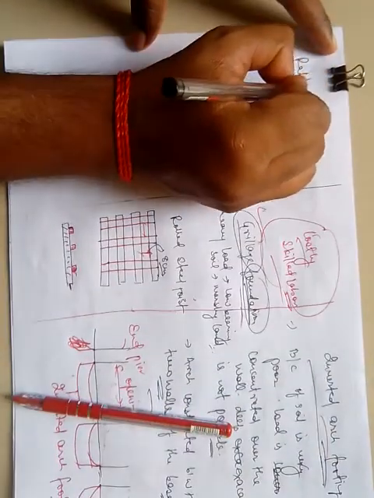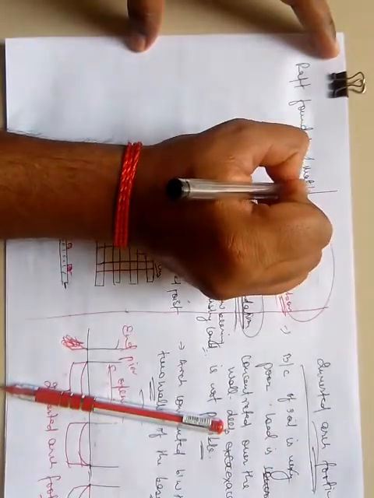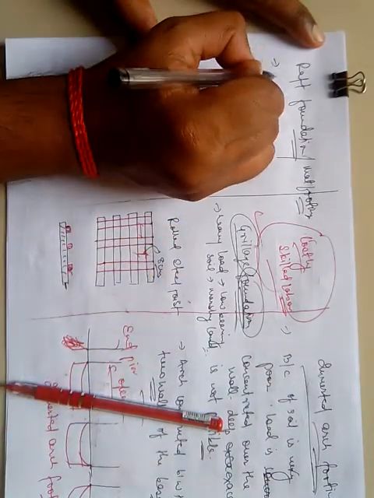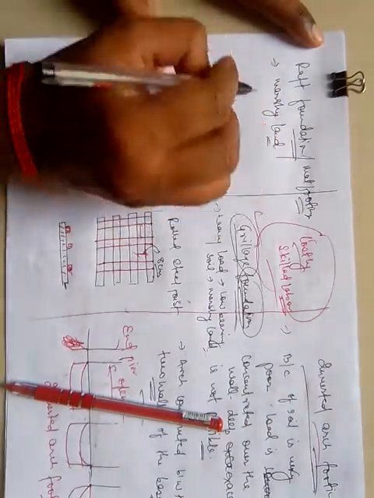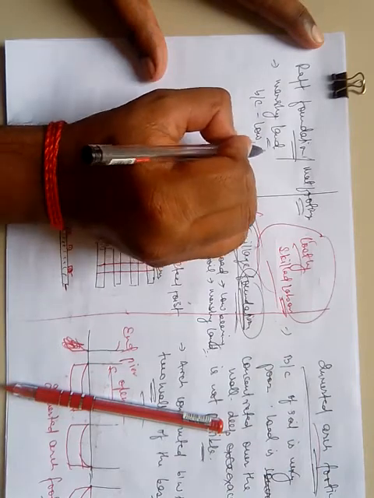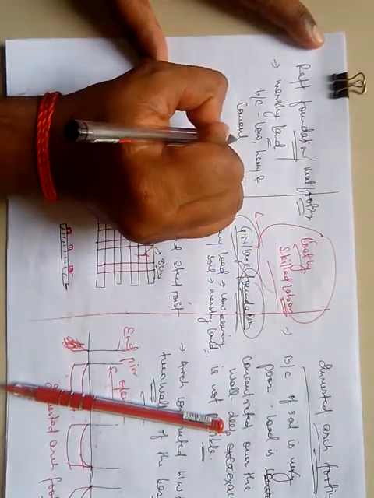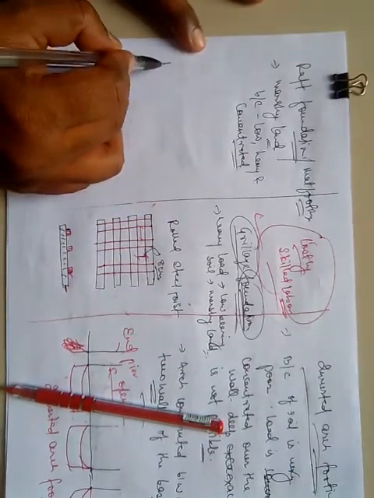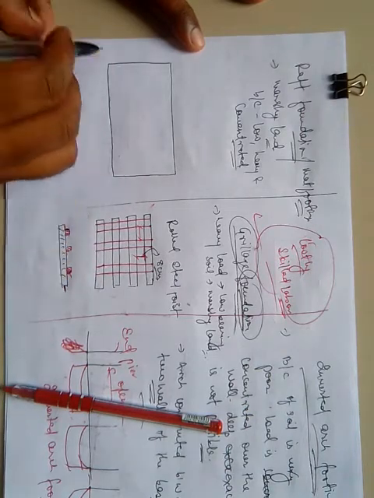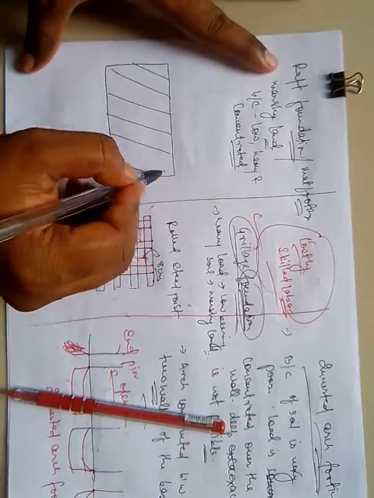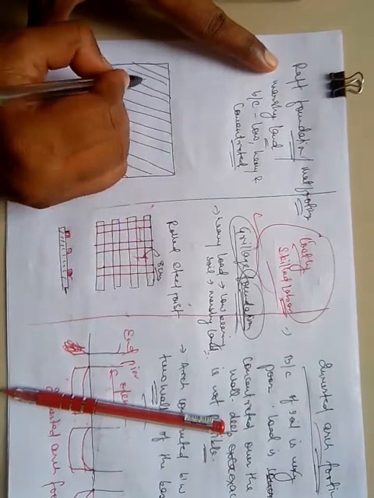Now next one is raft foundation. Okay, raft foundation or mat footing. So where we get marshy land and the bearing capacity is also low, and the load is heavy and concentrated, there we use raft foundation. So for raft foundation the area is made solid with concreting. By concreting we make this area a solid one.